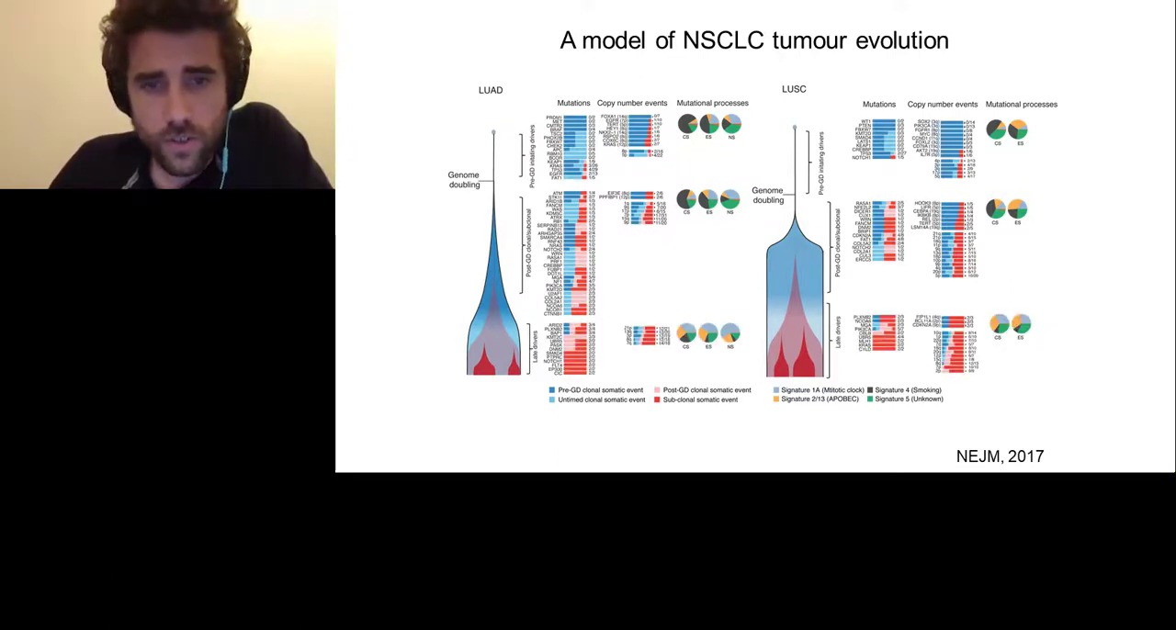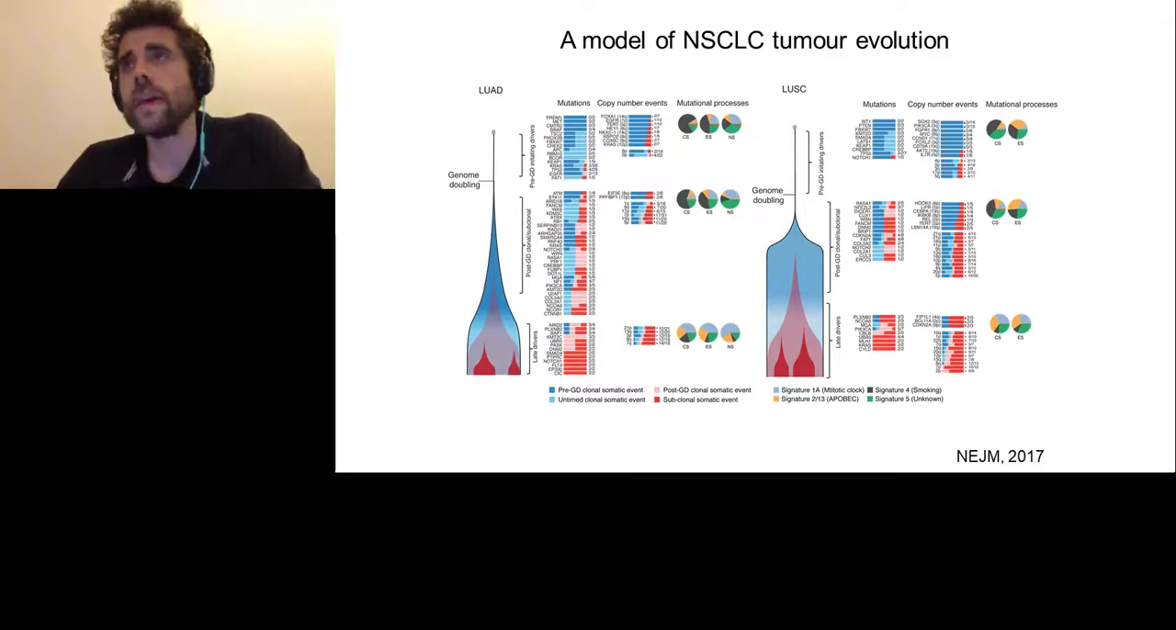Another thing we can also look at, which I think is quite interesting here, is that when we look at the different signatures that occur, we can see in the current smokers, we see the smoking signature both before and after genome doubling. But interestingly, we also see the smoking signature in lung adenocarcinoma, both before and after genome doubling in long-term ex-smokers.